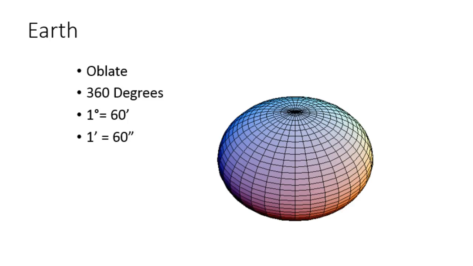Let's review how latitude and longitude work. The Earth is an oblate. It's not really a sphere. It's more of a sphere that looks like someone sat on it. It's a bit wider on the horizontal axis than it is on the vertical axis.